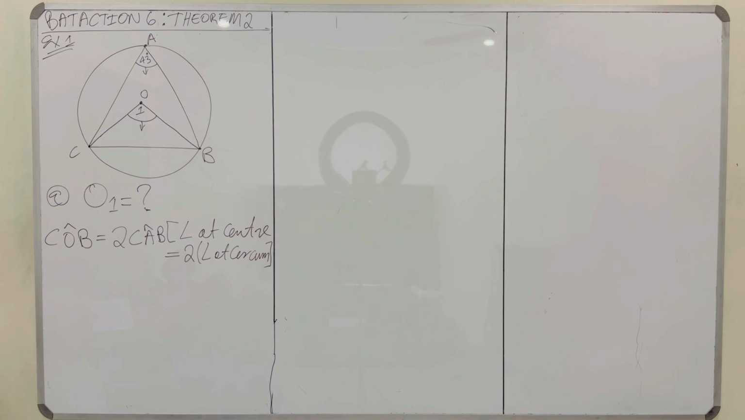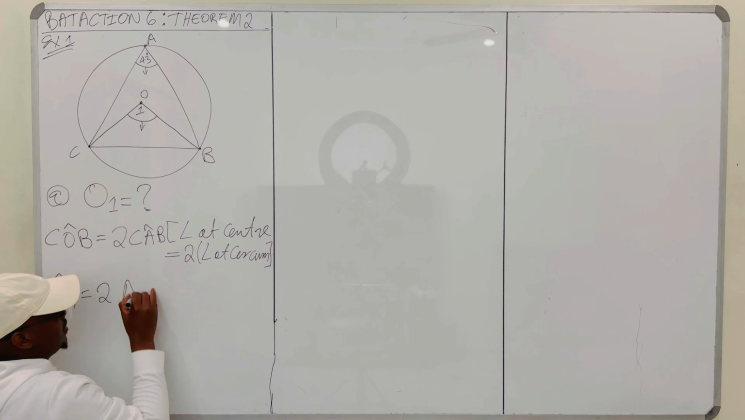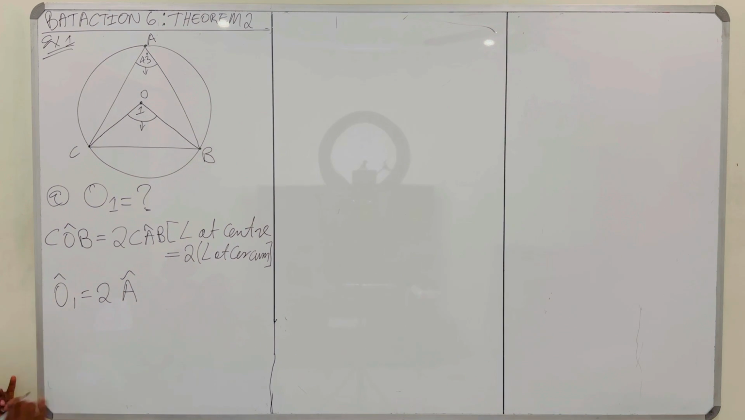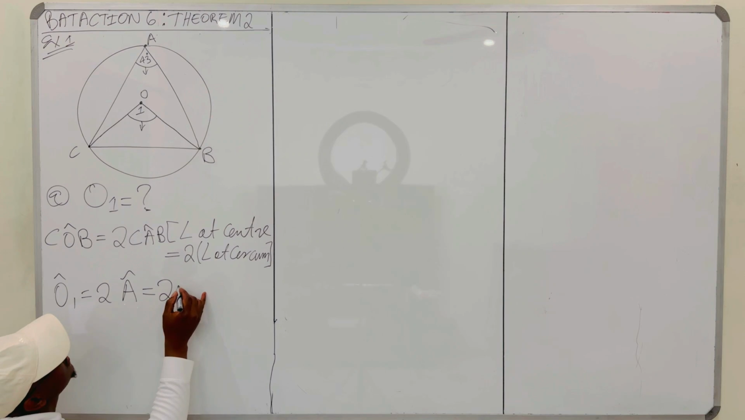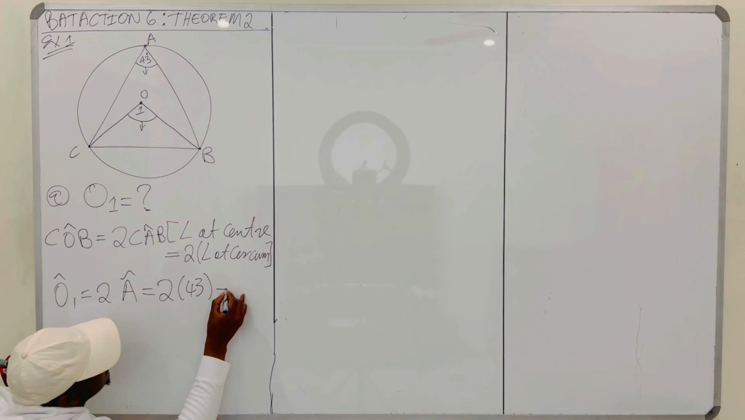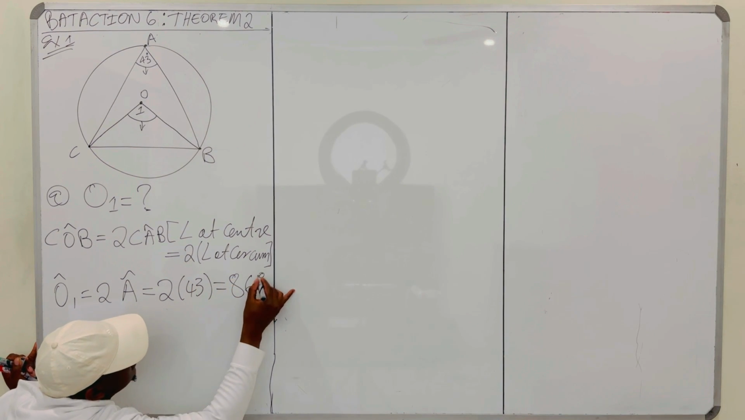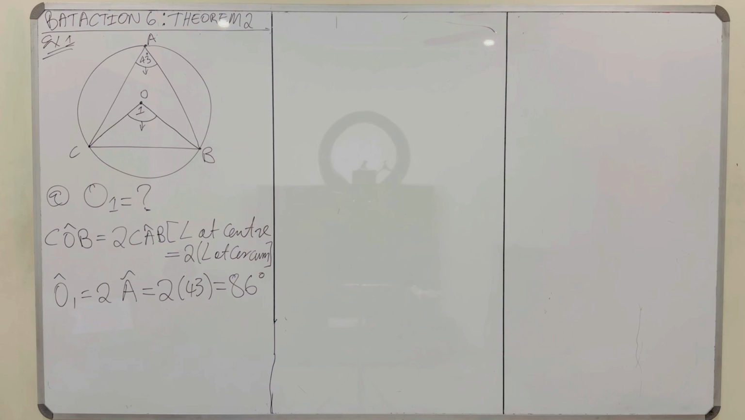Are you guys following? In that case, we want O1. So O1 is equal to twice what? Twice angle A. Are you following? Which is 2 times 43, which is 86 degrees. I'm not sure if you guys are following. Yes. This is the first one, A. What are they saying at B? They are saying calculate the size of B1.